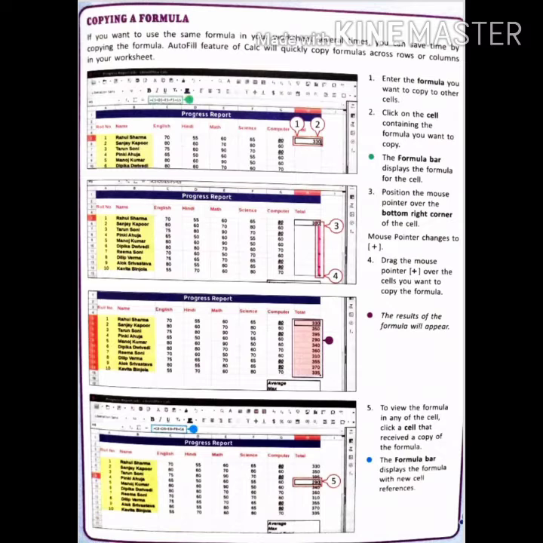Third, position the mouse pointer over the bottom right corner of the cell. The mouse pointer changes. Fourth, drag the mouse pointer over the cells you want to copy the formula to. The results of the formula will appear. Fifth, to view the formula in any of the cells, click a cell that received a copy of the formula. The formula bar displays the formula with new cell references.